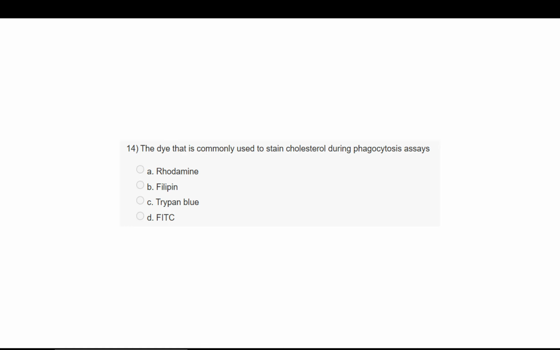The dye that is commonly used to stain cholesterol during phagocytosis is rhodamine, filipin, trypan blue, or FITC. The answer is filipin. Rhodamine is used to stain the lysosomal compartment. Trypan blue will stain the dead cells. FITC is just a dye which can be bound to anything.